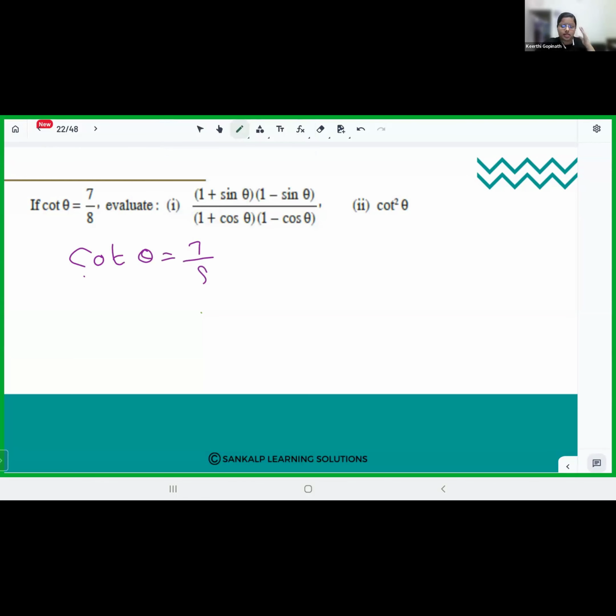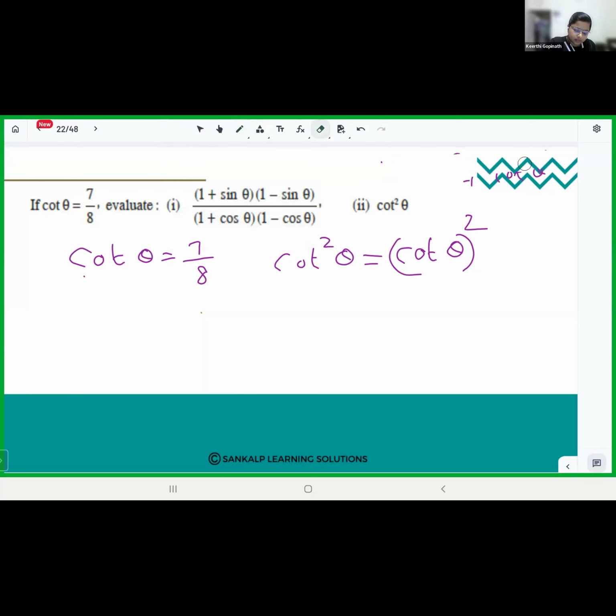So first of all, you consider the second part of the question. What is it? Cot square theta. We have to find out cot square theta, isn't it? Here it is clearly given cot theta is 7 by 8. So how will you find out cot square theta? Cot square theta can be written as cot theta the whole square. These both are equal. But you have to remember one thing, that cot theta the whole square is not equal to cot theta square. This is utterly wrong. You cannot give the square to that angle. Cot square theta is cot theta the whole square.